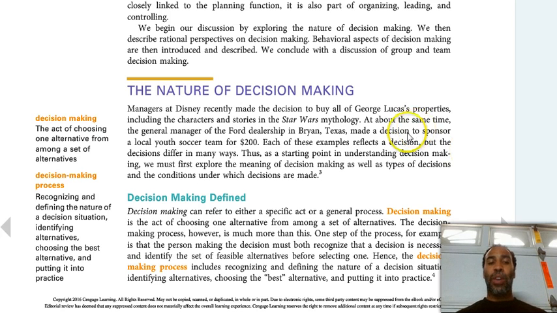The decision-making process, over here on the left: recognizing and defining the nature of a decision situation. So I know that I can either go to Ralph's or I can go to Food for Less. Identifying alternatives, choosing the best alternative. I want to go to Food for Less because the prices are a little bit lower. And putting it into practice. So then I'm actually going to get in the car, go to Food for Less, pick up my groceries, and then I'm good to go.